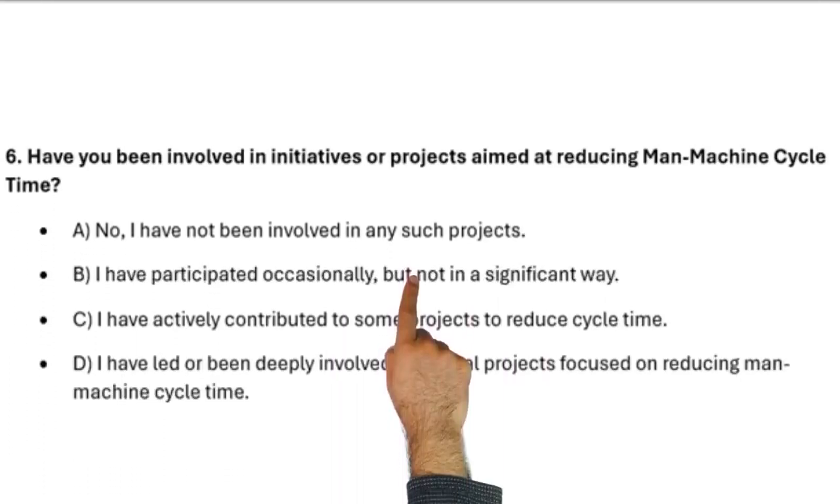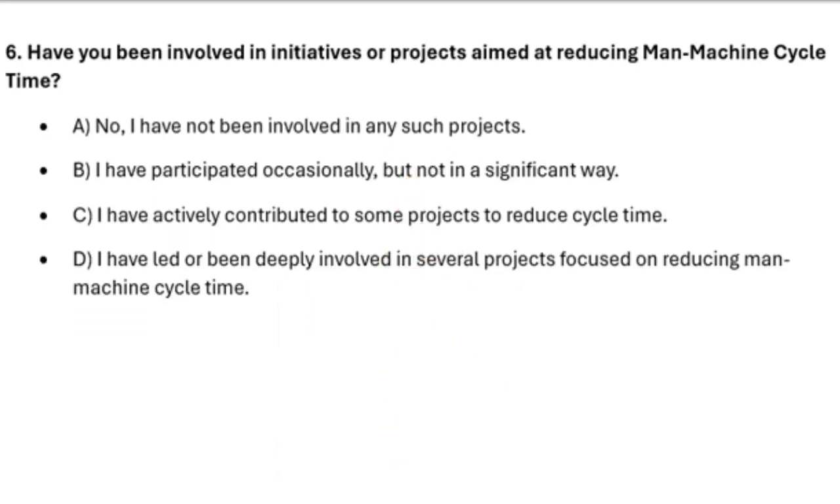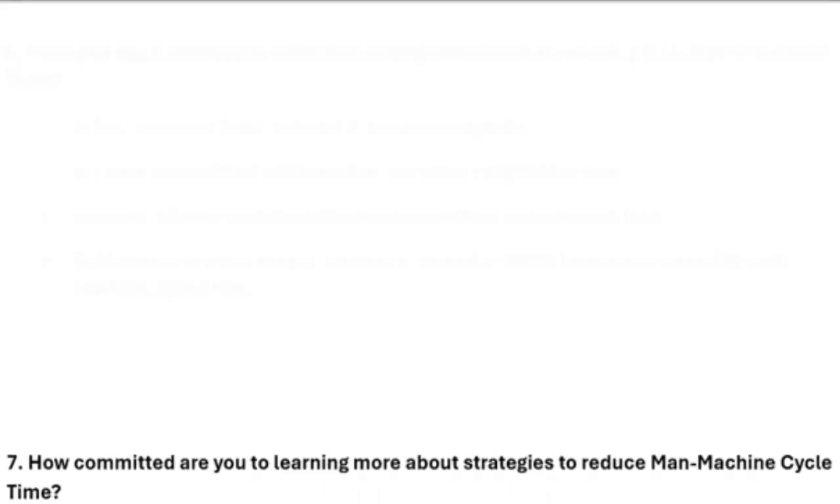6. Have you been involved in initiatives or projects aimed at reducing man-machine cycle time? A. No. I have not been involved in any such projects. B. I have participated occasionally, but not in a significant way. C. I have actively contributed to some projects to reduce cycle time. D. I have led or been deeply involved in several projects focused on reducing man-machine cycle time.